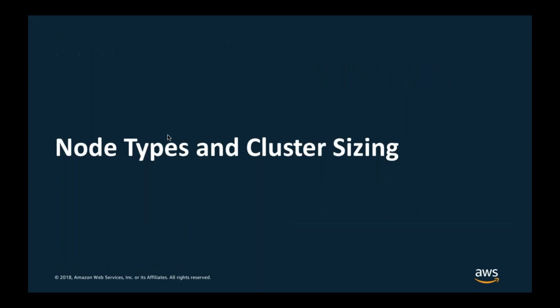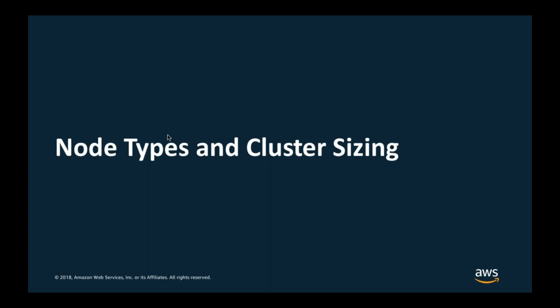Okay, so I think we spoke quite a bit about WLM, QMR, short query acceleration, and so forth. All of them help you manage the workloads in your cluster so that you're able to give optimal resources for the right kind of workloads within your cluster. So let's talk a little bit about the node types and the cluster sizing.